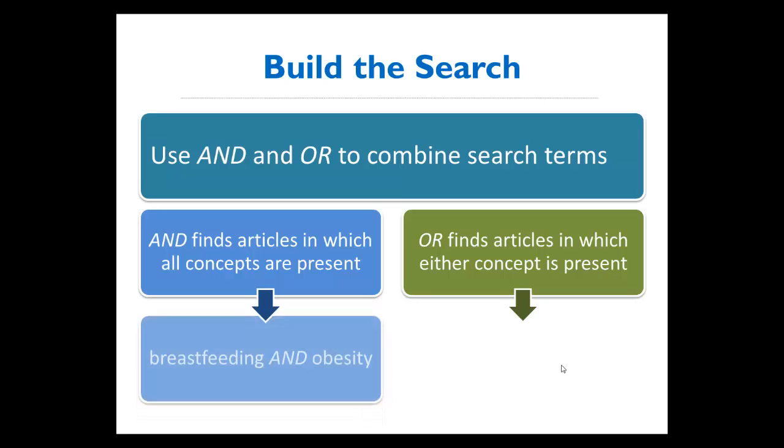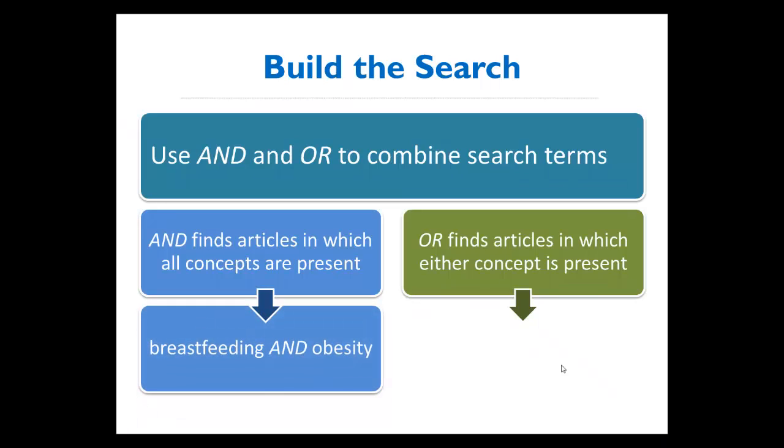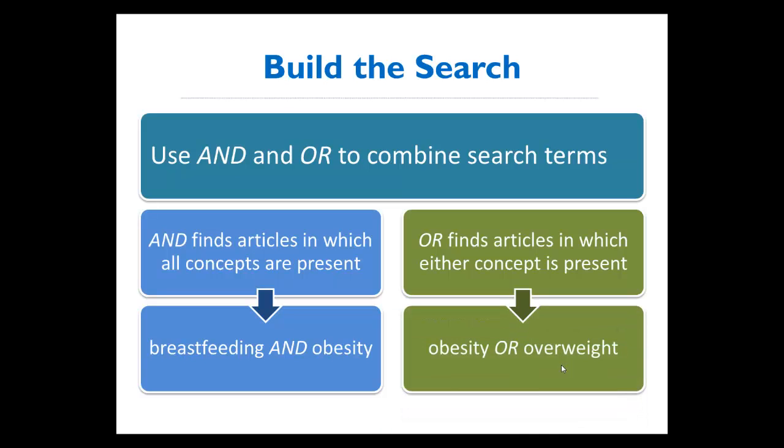To clarify this, if you combine the words breastfeeding and obesity, you will retrieve articles that include both of those terms. So both terms will have to be present in all the articles that you retrieve. So this will make the search more focused. On the other hand, if you combine the words obesity or overweight, you will retrieve articles that include either or both of those terms. So generally, you want to use or when you're searching for two words that are similar or are actually synonyms, and this will broaden the search.